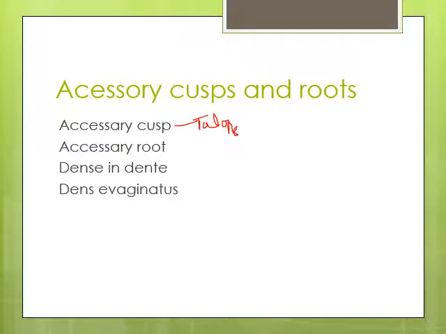The accessory roots are most commonly found in the multi-rooted teeth, and accessory roots and cusps are most commonly found in the third molar. When an accessory cusp is found in the molars, an example is the mulberry molar, in which the tubercles present on the occlusal surface of the molars are counted as accessory cusps on the occlusal table. Accessory roots are an anomaly of the Hertwig epithelial root sheath, and they are most commonly present in the third molar.